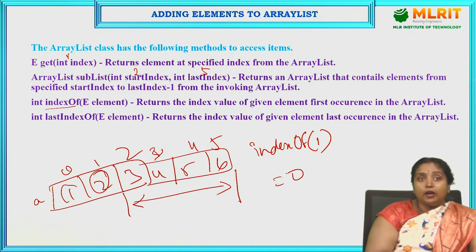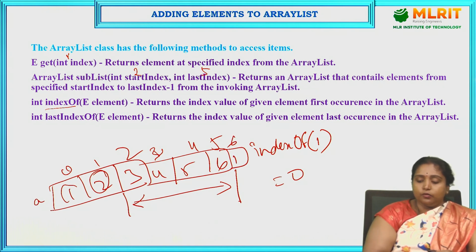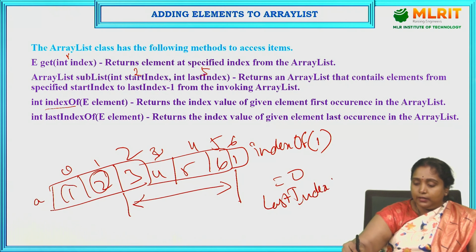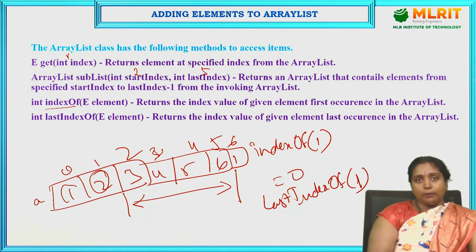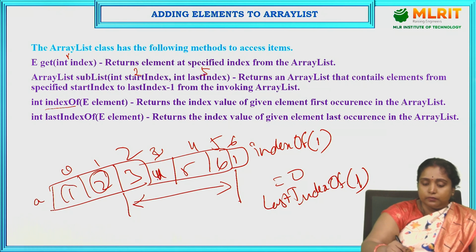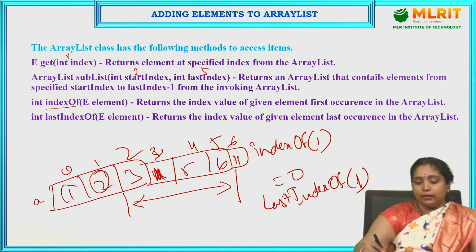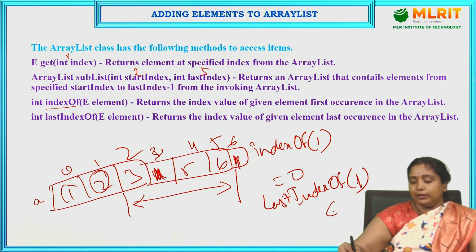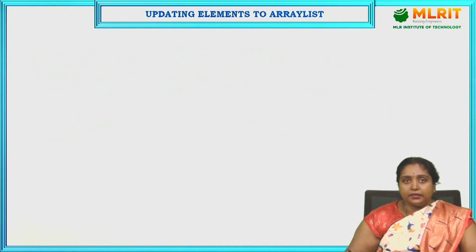Next, lastIndexOf will return you the last index of the element. If I have the same value like this 1, I am going to use the lastIndexOf method of 1. I can have duplicate values, right? So if I am having a number of ones, like this is 1 and this is 1, what is the last index of 1? The particular one is 6, so it will return you 6. So this is accessing of elements, which we have discussed just now.